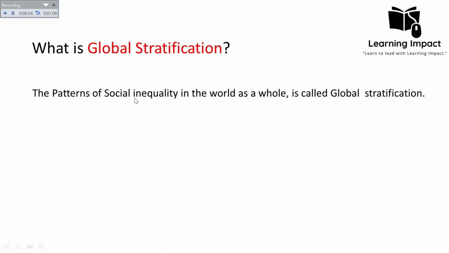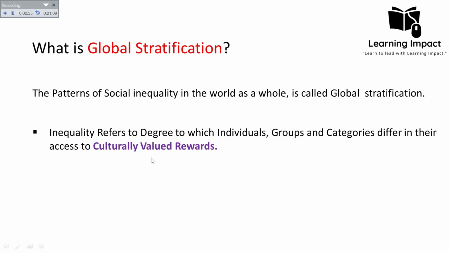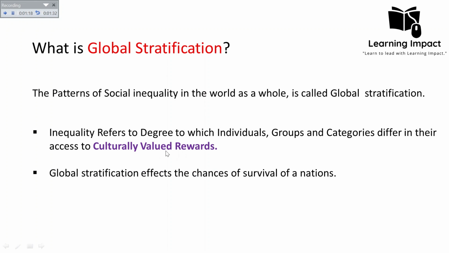We can define social inequality as the degree to which individuals, groups, and categories differ in their access to cultural value rewards. Cultural value rewards, as we have discussed, were identified by Max Weber in the form of property, power, and prestige. So how much a nation has access to cultural value rewards determines its stratum in the whole ladder. And then global stratification affects the chances of survival of a nation.